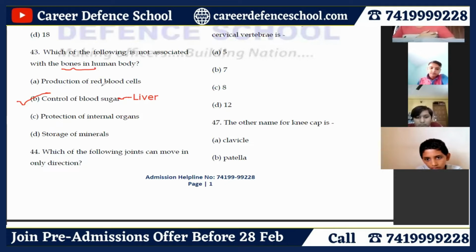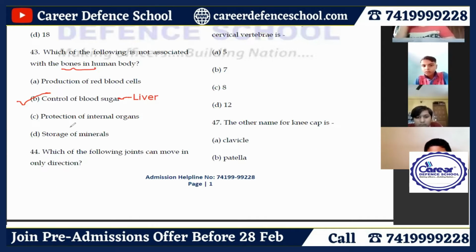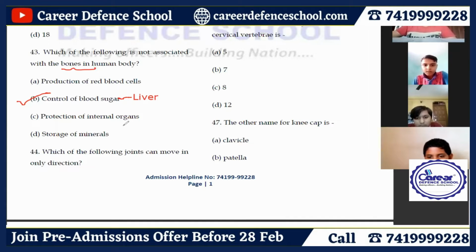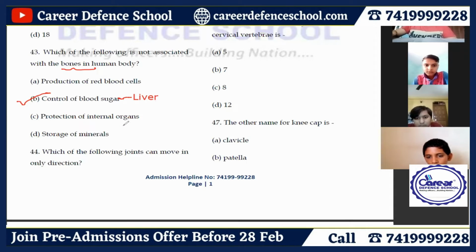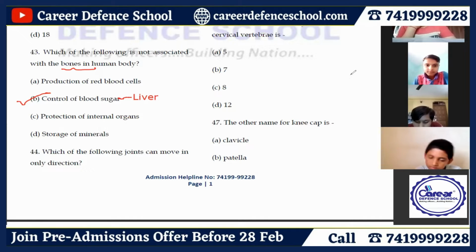So these are basically the functions of our bone: red blood cell manufacturing, protecting our internal organs, and also storing the minerals, basically minerals in the form of starch or sugar. Everyone clear? Now next question, Sanjay.